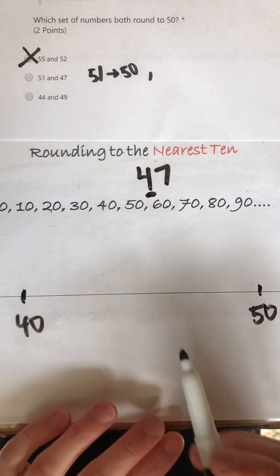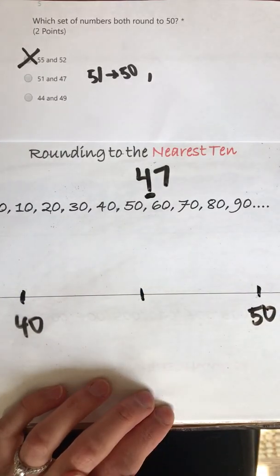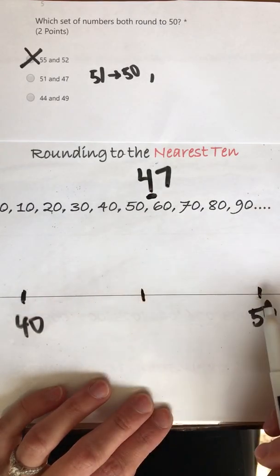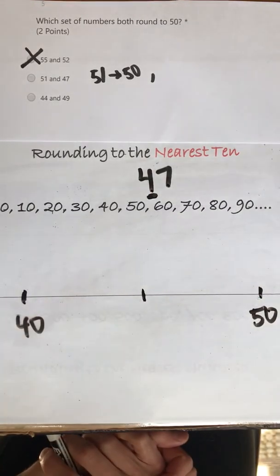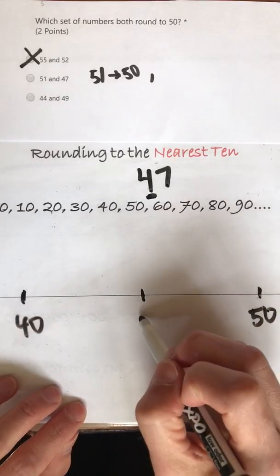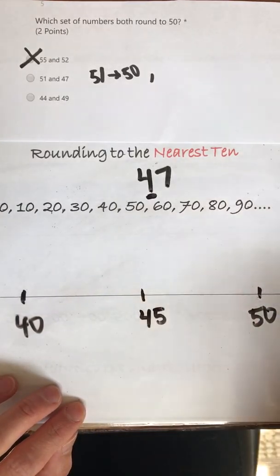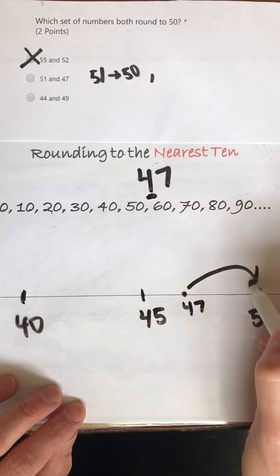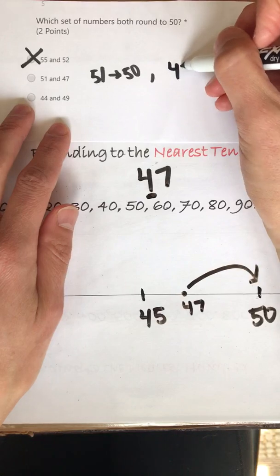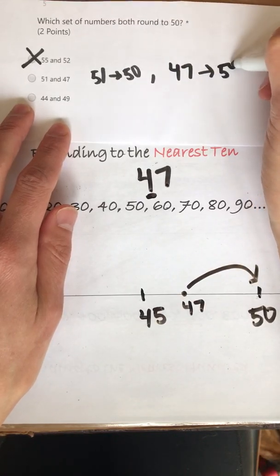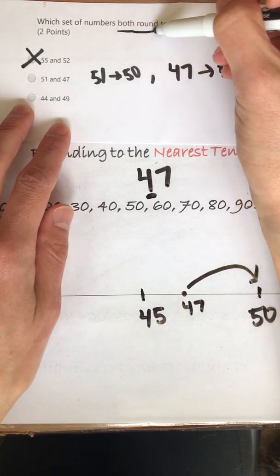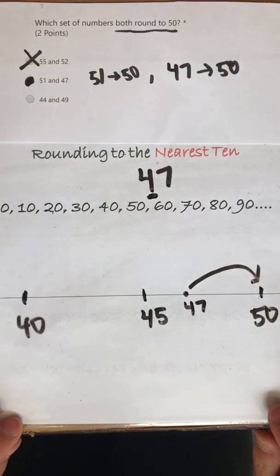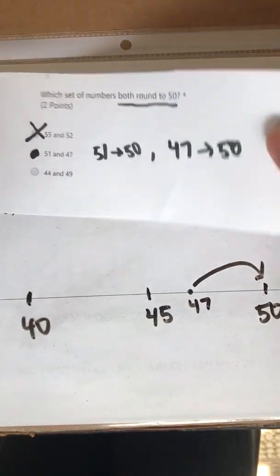I would like you to pause your video, make the halfway point between 40 and 50, and then you tell me, is 47 closer to 50 or closer to 40? Then you can press play. Okay, friends, great job. So you should have noticed that 47 is about here, which tells us that 47 rounds up to 50. So we needed two numbers that both rounded to 50. So our choice would be 51 and 47. Okay, let's take a look at number 6 together.